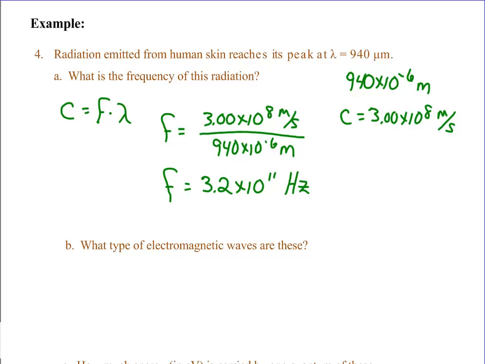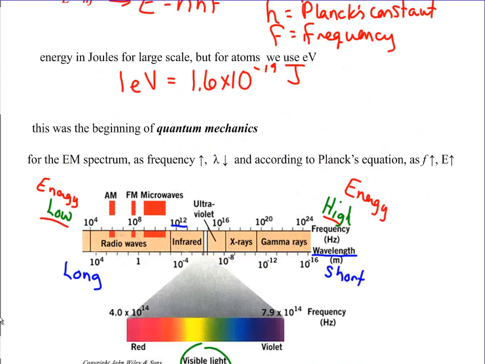What type of electromagnetic waves are these? Well, let's jump back to our previous page and take a look. So 10 to the 11th hertz. Here's 10 to the 12th hertz. Here's 10 to the 11th hertz. Microwaves go up to, it looks like, 10 to the 11th. Infrared goes partway through 10 to the 11th, and then 10 to the 12th is definitely infrared.